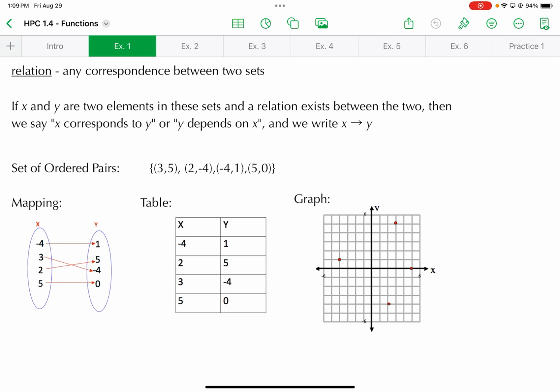You could have a mapping relation. This is another way to express that same information. So we have -4 goes with 1, 3 goes to -4, 2 goes to 5, 5 goes to 0, as it does in the set of coordinate pairs up here as well, okay? We could express that information using a table. So x are independent variables here, mapping to one dependent variable y. So that's another option that we have. And then we also could put it on a graph. So we can label all these coordinate points on a graph, but each one of these are examples of relations, okay?